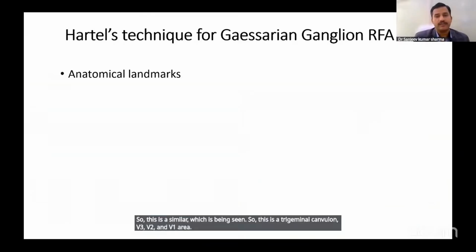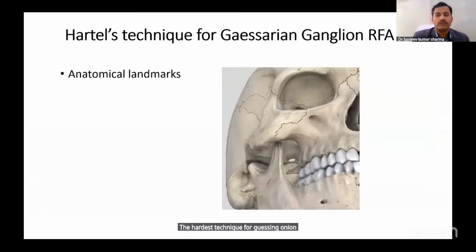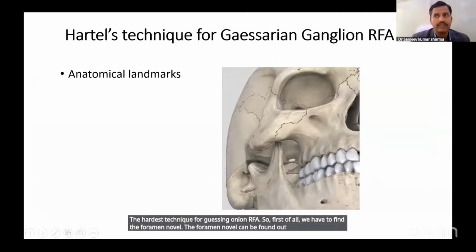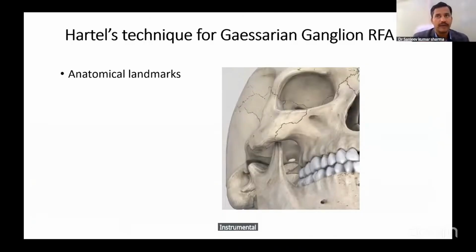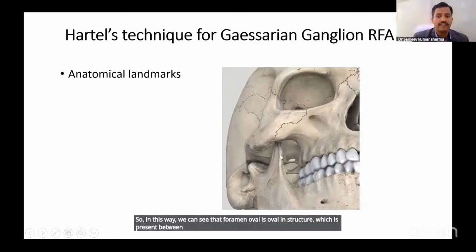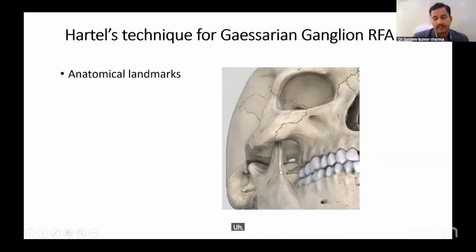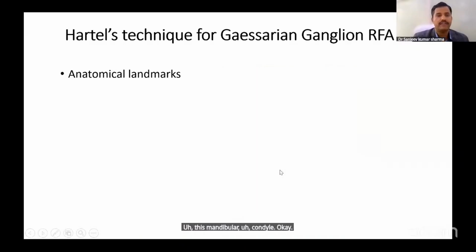The Hartel technique for Gasserian ganglion RFA. First of all, we have to find the foramen ovale. The foramen ovale can be found by doing the submental view in fluoroscopy. In the submental view, we adjust the fluoroscopy to around 30 to 40 degrees in the caudal view and 15 degrees in the ipsilateral oblique view. In this way, we can see that the foramen ovale is oval in structure, present between the maxilla and the mandibular condyle. Okay, so we can find it.